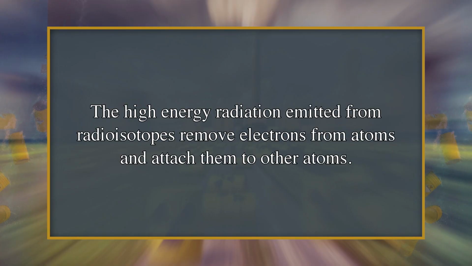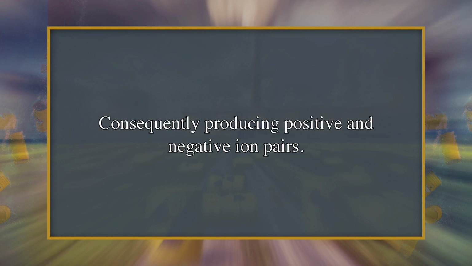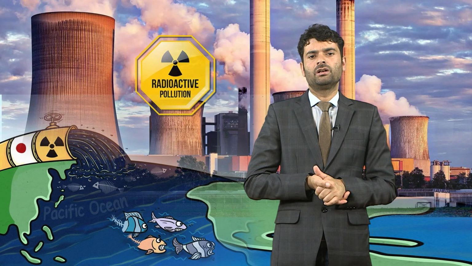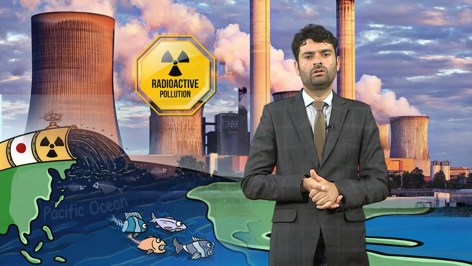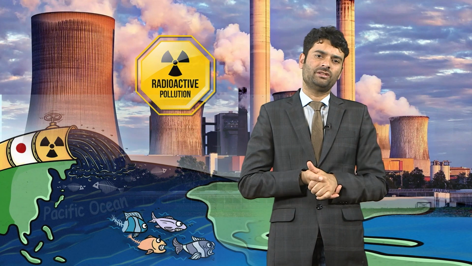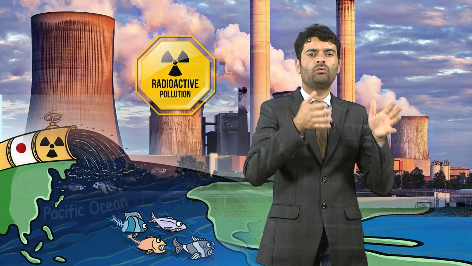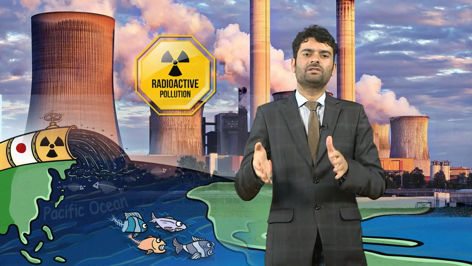The high energy radiation emitted from the radioisotopes removes electrons from atoms and attaches them to other atoms, consequently producing positive and negative ion pairs. Such high energy radiations are known as ionizing radiations. The type of radiation emitted from one radioisotope differs from another.